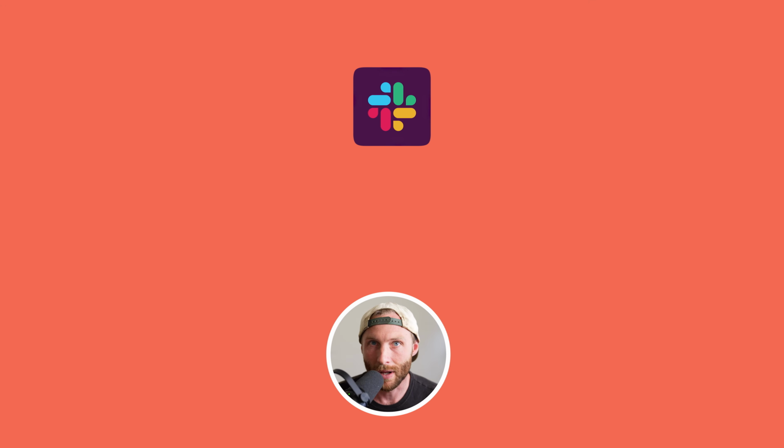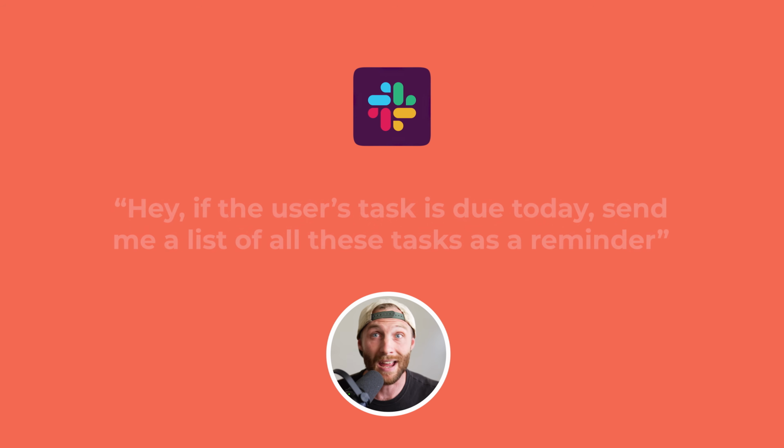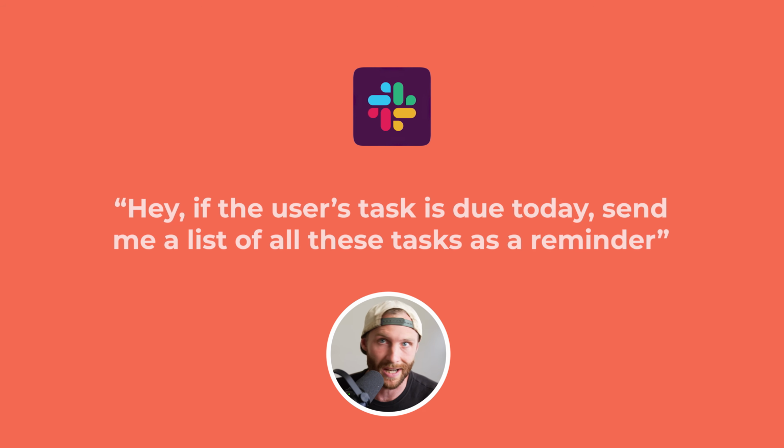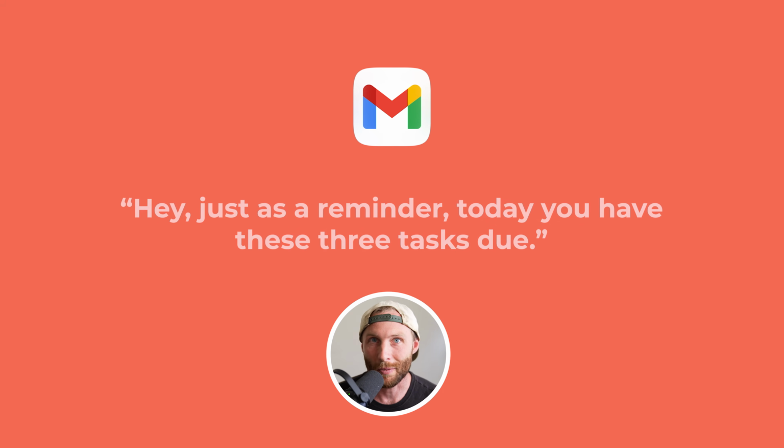But first, I just wanted to say, now that we have this raw structure complete, there's so many things you can do here, really dependent on what your company and your team needs, right? We could use the Slack pack, for example, and we could run automations that say, hey, if a user's task is due today, send me a list of all those tasks as a reminder. Or maybe you can use the Gmail pack and send your onboarding staff reminders. Hey, just as a reminder, today you have these 3 tasks due. There's so many different ways that you can help extend this onboarding system to meet your company's needs.